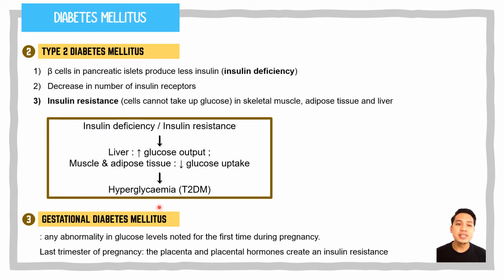Gestational diabetes mellitus, known as GDM, is defined as any abnormality in glucose level that is noted for the first time during pregnancy. In the last trimester of pregnancy, the placenta and placental hormones such as estrogen, cortisol, and human placental lactogen can create insulin resistance.